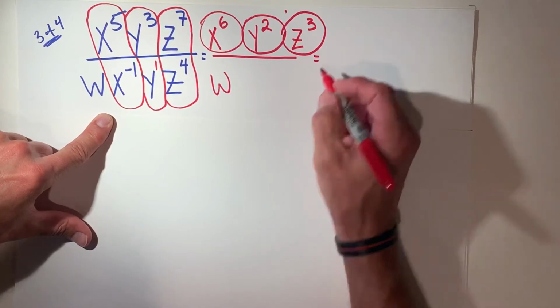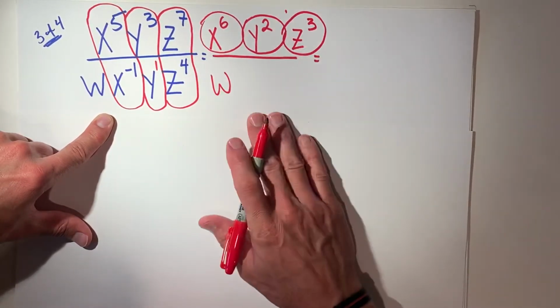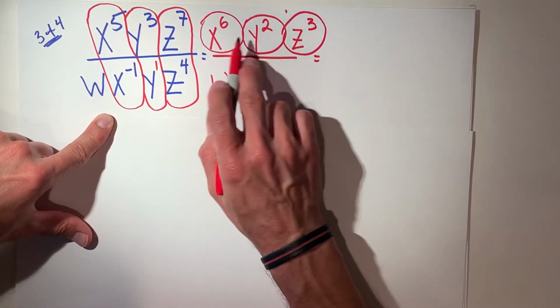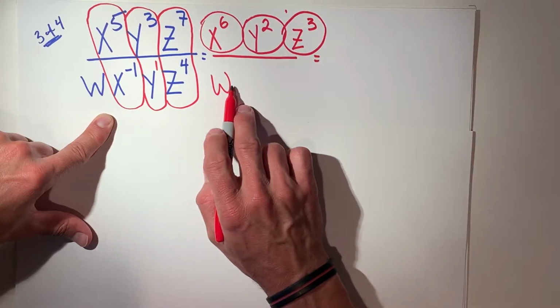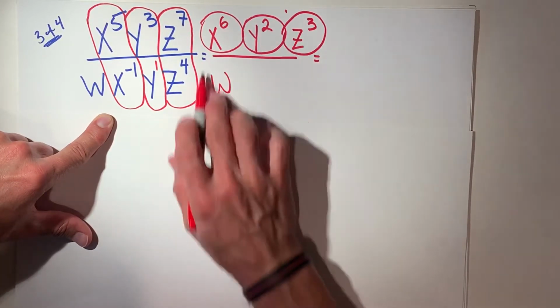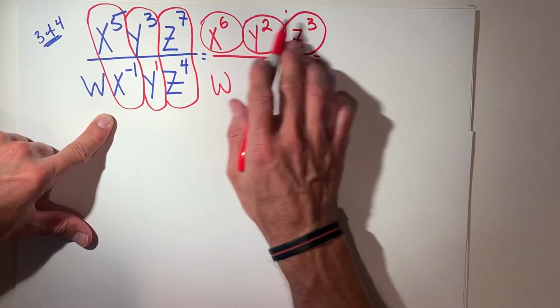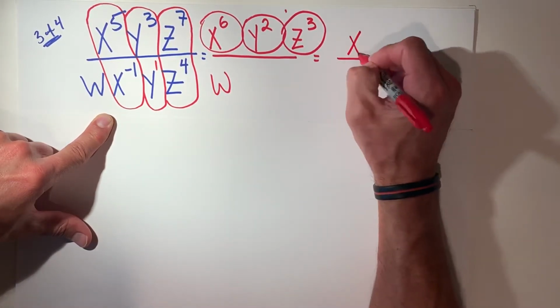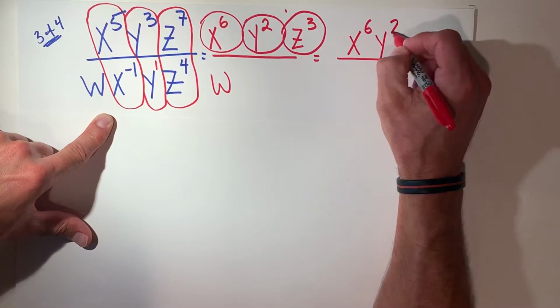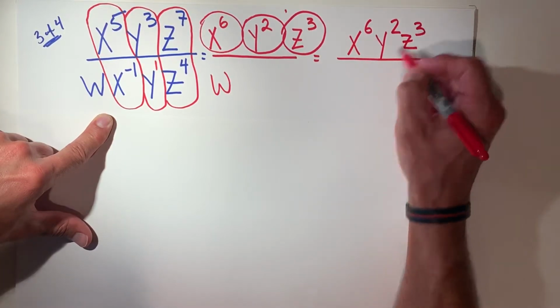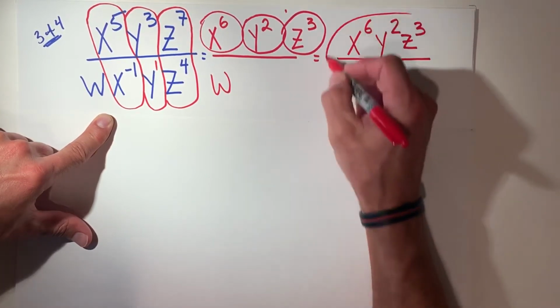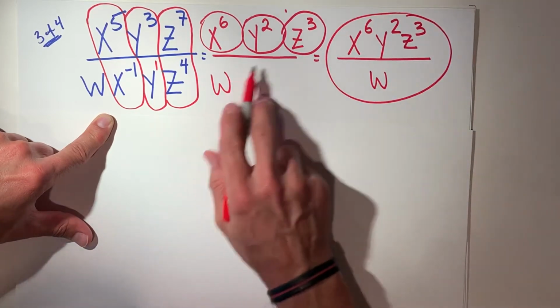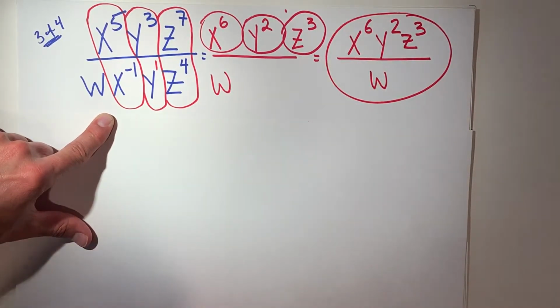And what I like about this, I'm going to rewrite it because I have these circles here, but you'll notice that there are no other X, Y, Z, or W pairings. There's no other bases of the same letter, and there's no negative exponents anywhere. That tells me that my answer is X to the 6th, Y to the 2nd, Z to the 3rd, over W, and I'm done. I would have been done here, but I just didn't write it very neatly.